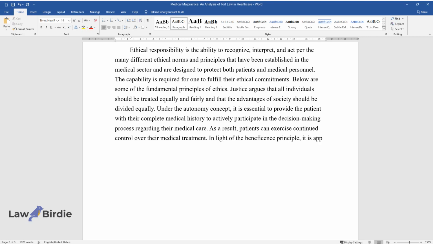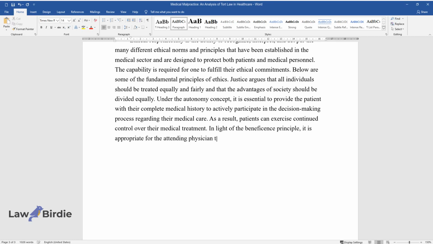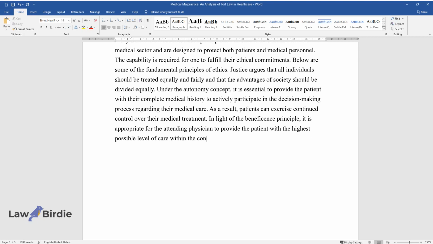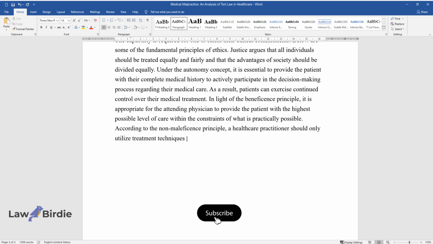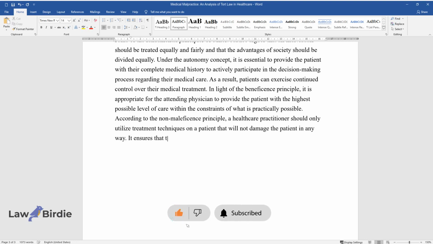In light of the beneficence principle, it is appropriate for the attending physician to provide the patient with the highest possible level of care within the constraints of what is practically possible. According to the non-maleficence principle, a healthcare practitioner should only utilize treatment techniques on a patient that will not damage the patient in any way. It ensures that the patient receives the highest level of care possible.